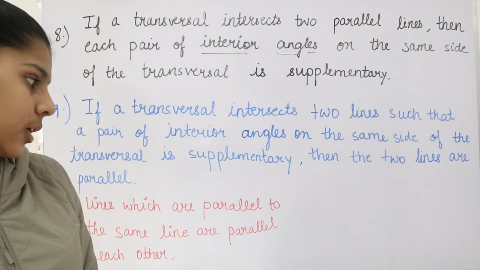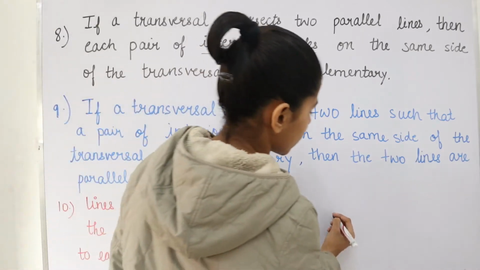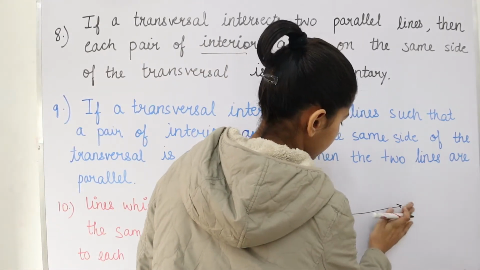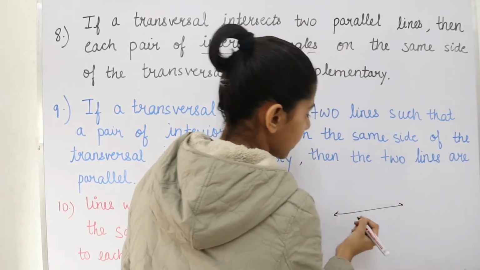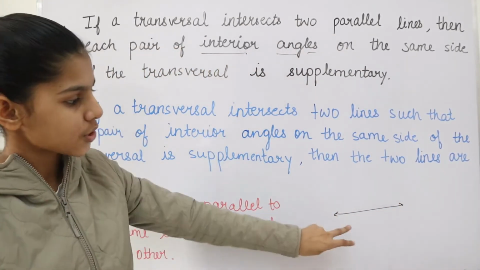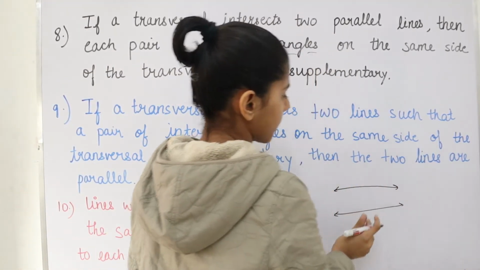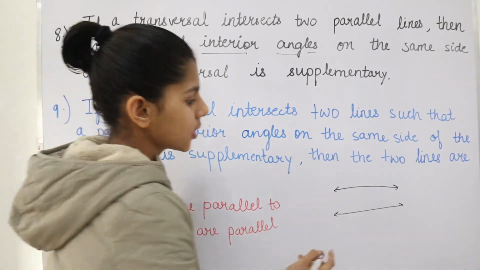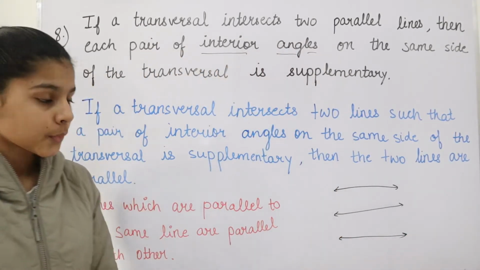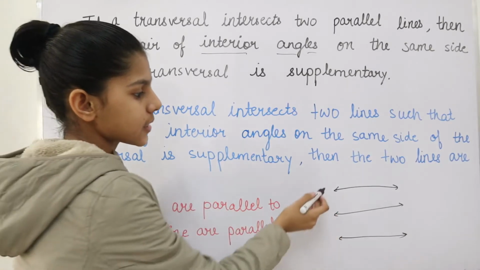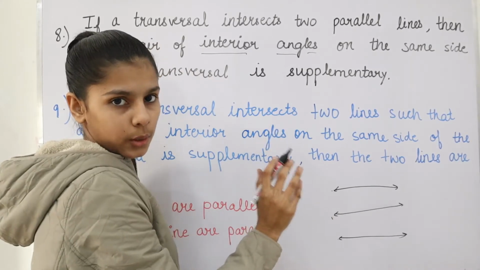Now what does this mean? Lines which are parallel to the same line, it means if there is one single line and there are two more lines which are parallel to this line. Let's say there is this one line which is parallel to this, okay, and there is one more line which is parallel to the middle one. So if this line is parallel to this one, this line is also parallel to the middle one.